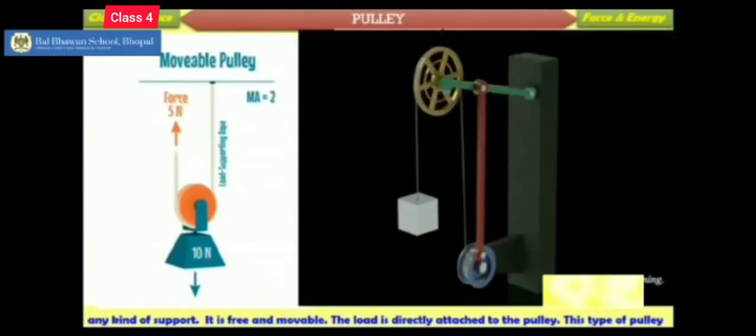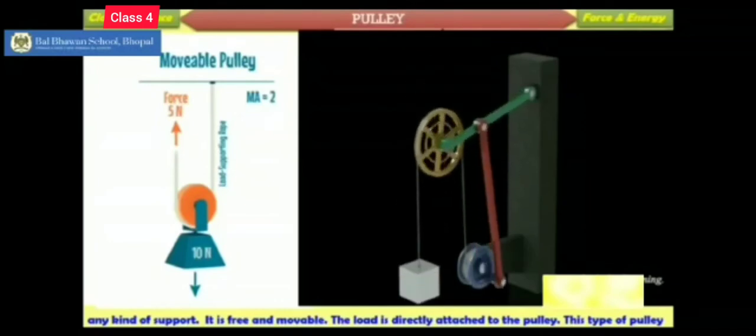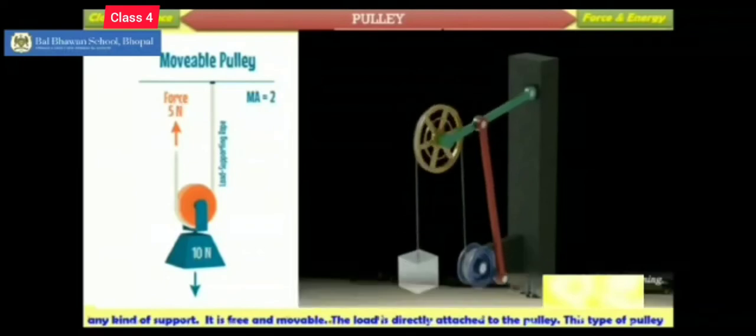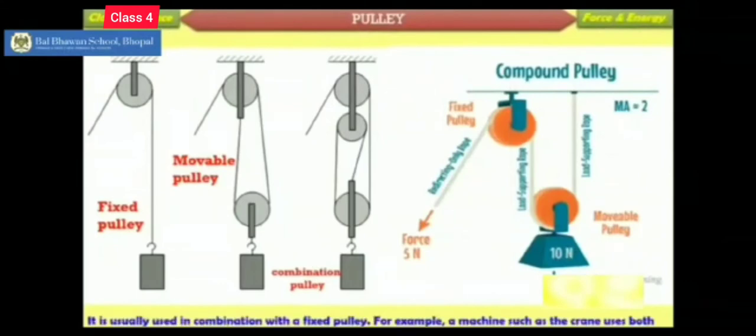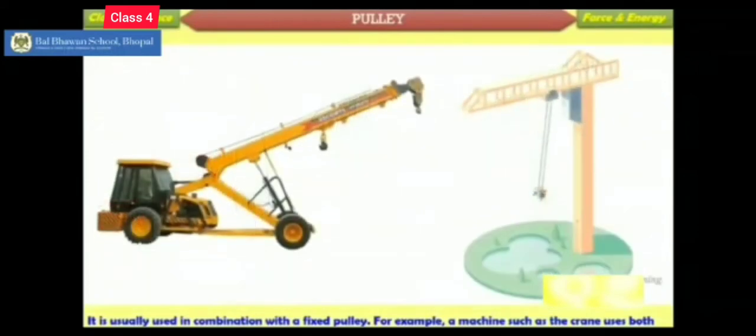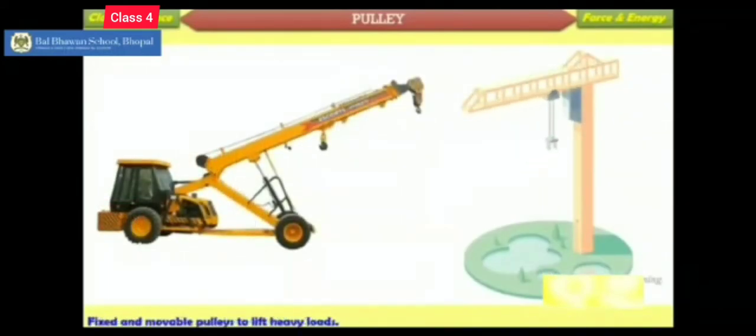Second type of pulley is movable pulley. In movable pulley, the axle is not fixed to any kind of support. It is free and movable. The load is directly attached to the pulley. This type of pulley helps to lift load with lesser effort than a fixed pulley. Now it is usually used in combination with the fixed pulley. For example, a crane uses both fixed and movable pulley to lift heavy loads. You all might have seen the crane.